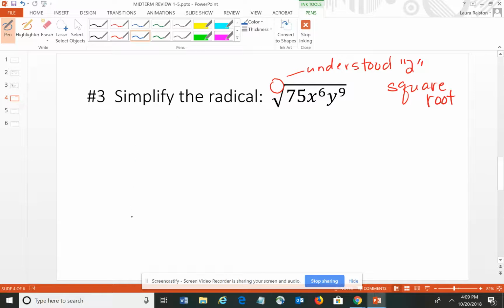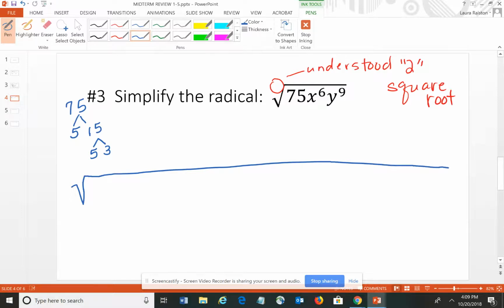If I come off to the side and work with 75, 75 would be 5 times 15, and then 15 is 5 times 3. So if I write this all under the radical after I've broken it down, I have 3 times 5 times 5. I have 6 x's. 3, 4, 5, 6. I have 9 y's.